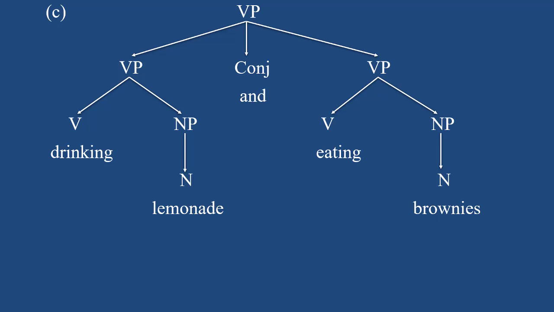Again, here we have VP, which consists of identical phrases. We have drink a lemonade. VP is conjoined with another VP to form a larger VP, just as the one we have seen before. Drink a lemonade and eating brownies. Eating brownies VP, drinking lemonade VP. So they are conjoined to form a larger VP.